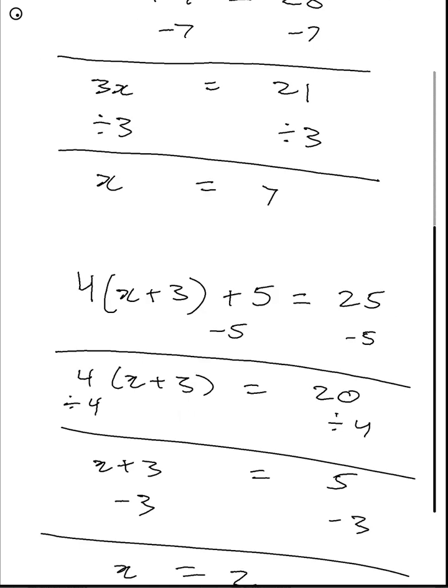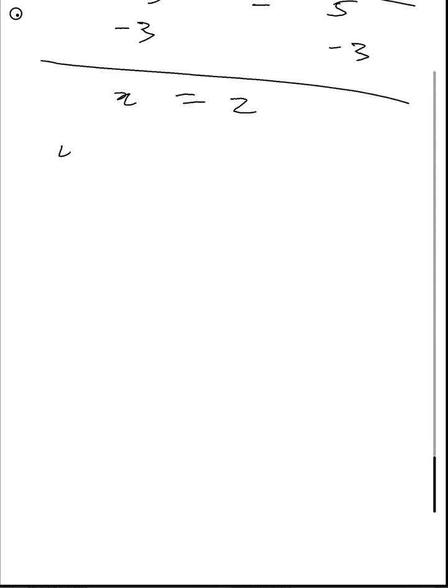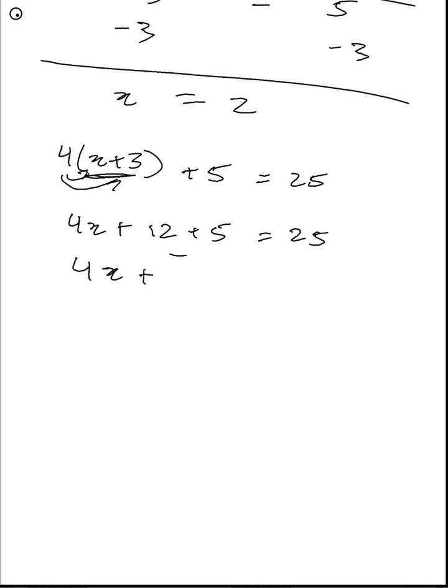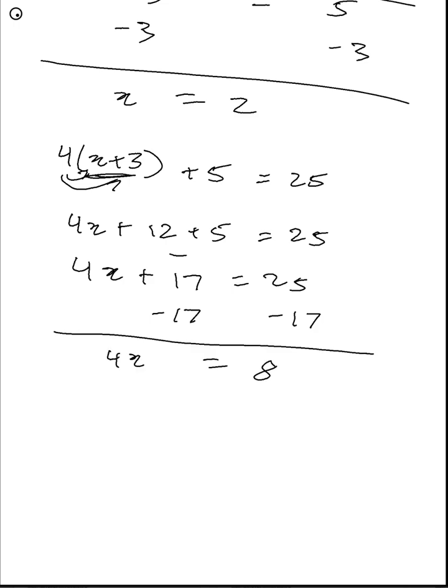The other way you can do it is you can use the distributive property, where instead of doing the isolation to the parenthesis block, you can just distribute this inside and do 4x plus 12 plus 5 is equal to 25. Then you can consolidate this, so 4x plus 17 is equal to 25. Subtract 17 from both sides, and you get 4x is equal to 8. We're then dividing by 4 on both sides, which gets us an answer of x is equal to 2.